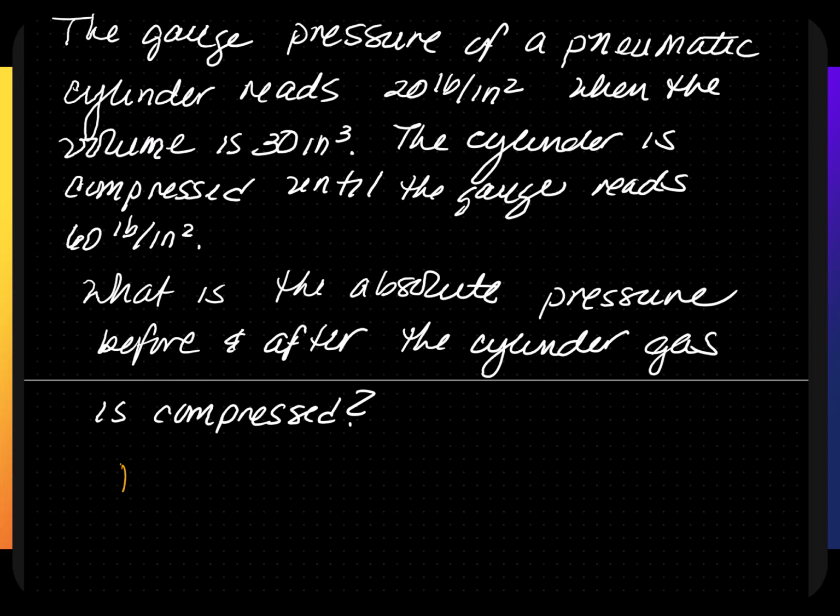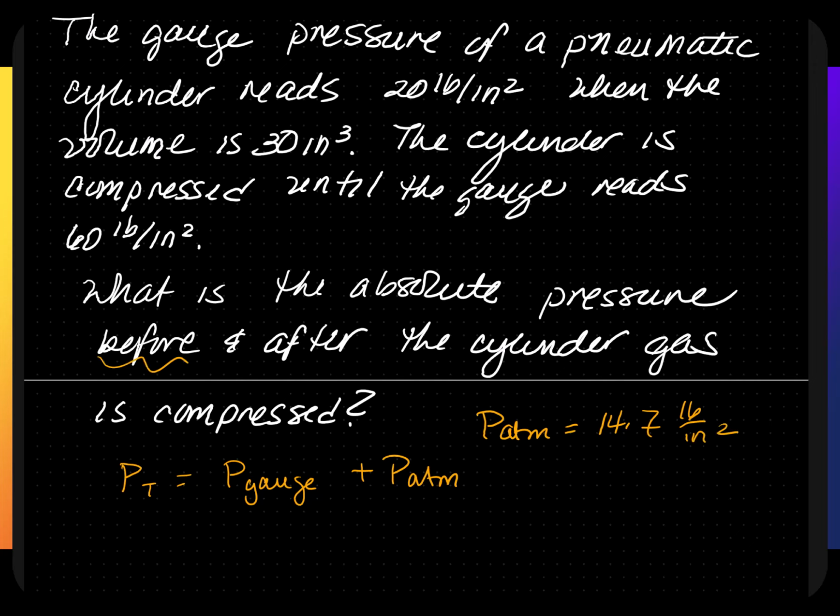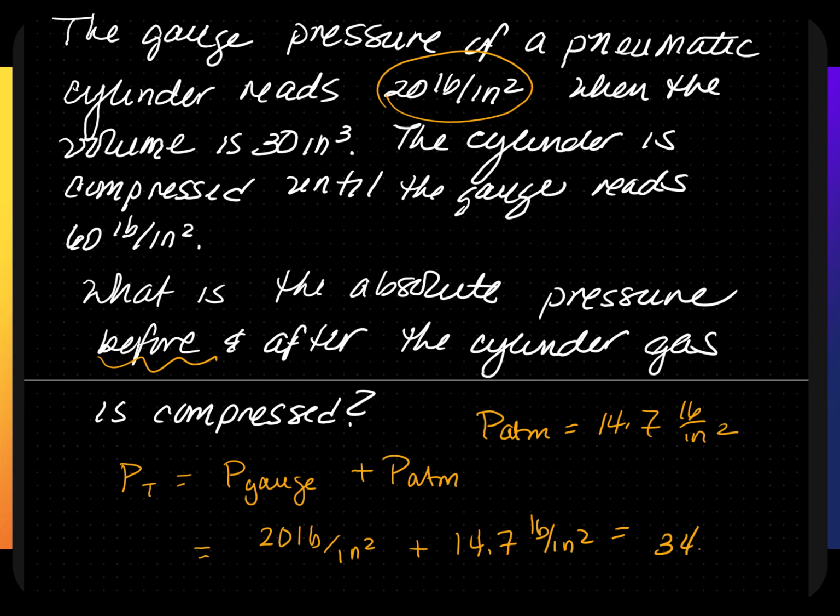Absolute pressure is the total pressure, so P total is going to equal P gauge plus P atmospheric. P atmospheric at sea level is 14.7 pounds per inch squared. So the gauge pressure before it is compressed is given as 20 pounds per square inch. The atmospheric pressure is a constant, which is 14.7 pounds per inch squared. You add that, and this is going to be 34.7 pounds per inch squared.